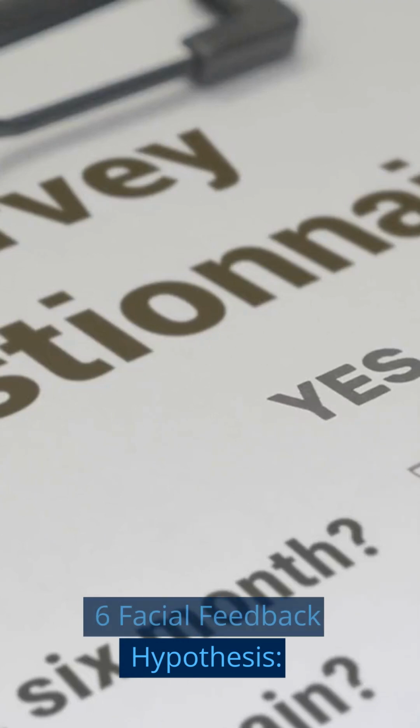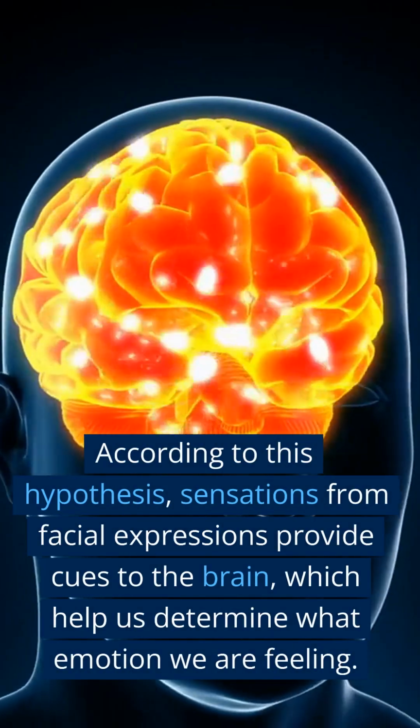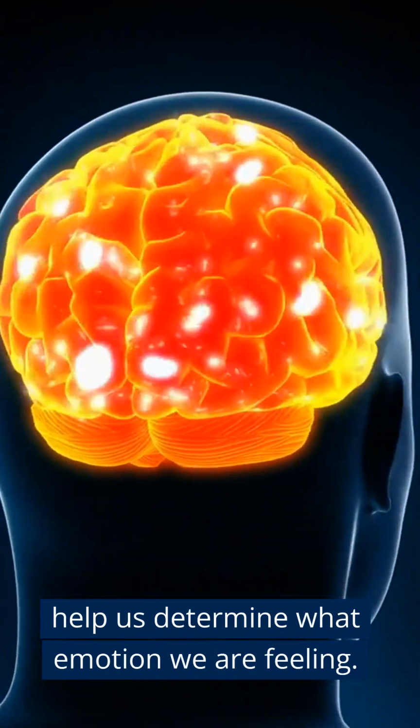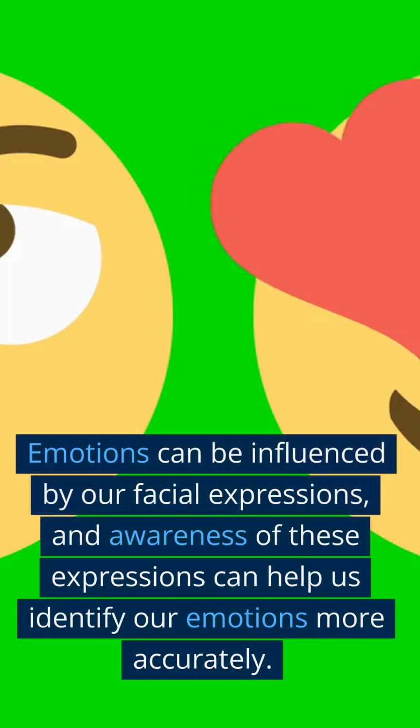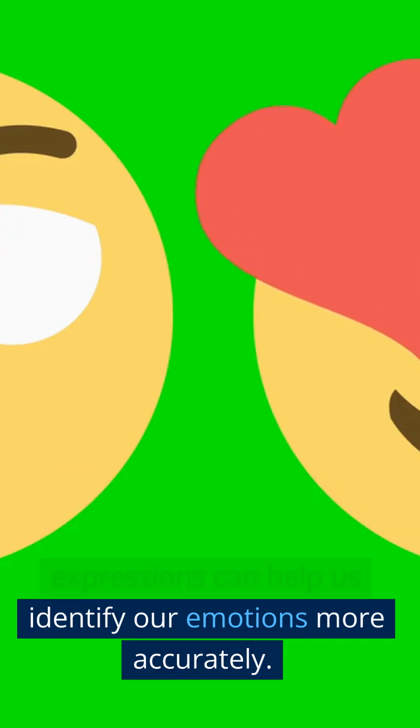6. Facial feedback hypothesis. According to this hypothesis, sensations from facial expressions provide cues to the brain, which help us determine what emotion we are feeling. Emotions can be influenced by our facial expressions, and awareness of these expressions can help us identify our emotions more accurately.